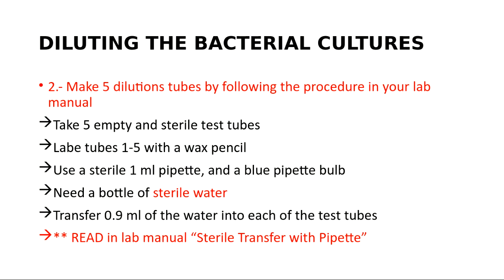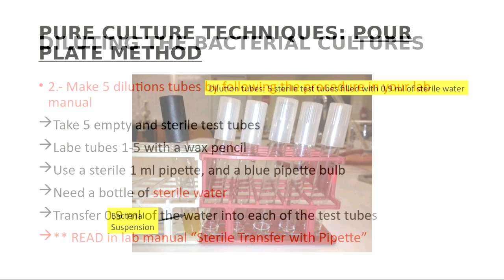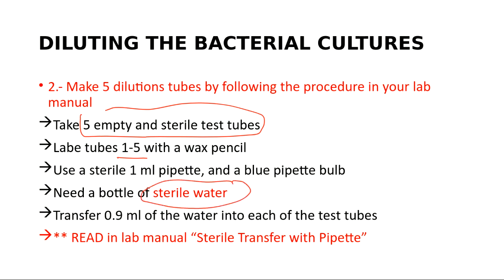All right, so we're going to make dilution tubes. What we do is make what we call tenfold serial dilutions. We start with empty sterile test tubes. Obviously, we label them. The diluent is going to be sterile water, so we're going to be diluting our bacteria with sterile water. At least in this exercise, we're using 0.9 mL of sterile water in each tube.